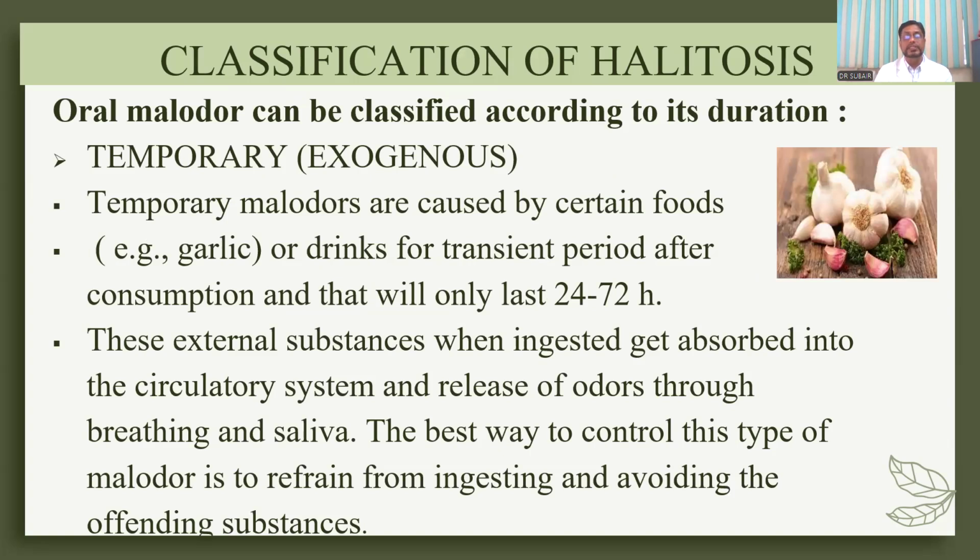Coming to the classification, according to the duration: temporary or exogenous. The temporary malodor is caused by certain foods, for example garlic, or drinks, for a transient period after consumption. These external substances, when ingested, get absorbed into the circulatory system and release odors through breathing and through saliva. The best way to control this type of malodor is to refrain from ingesting and avoid the offending substances.